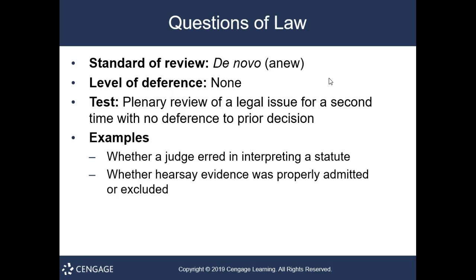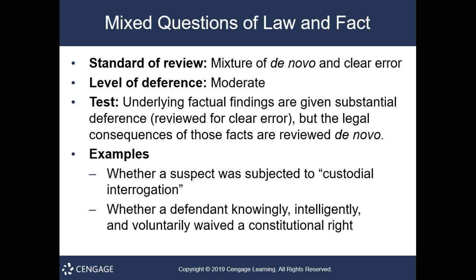The test is a plenary review of a legal issue for a second time with no deference to the prior decision. Examples: whether a judge erred in interpreting a statute and applying it to the jury instructions, and whether hearsay evidence was properly admitted or excluded. That has to do with what the law is. Those are both total legal questions, and so there is no deference to the trial court on those.